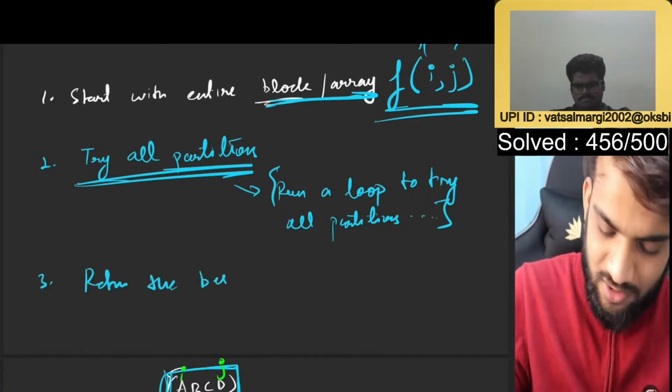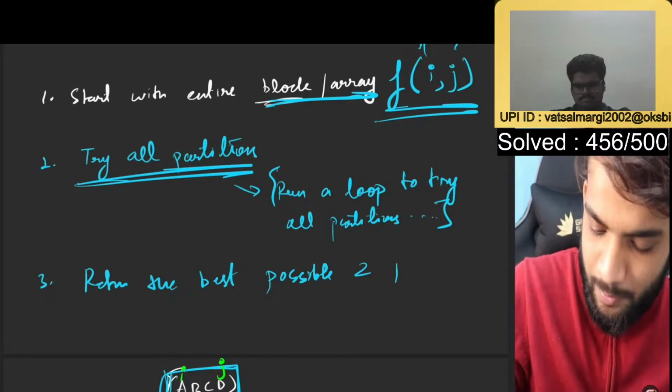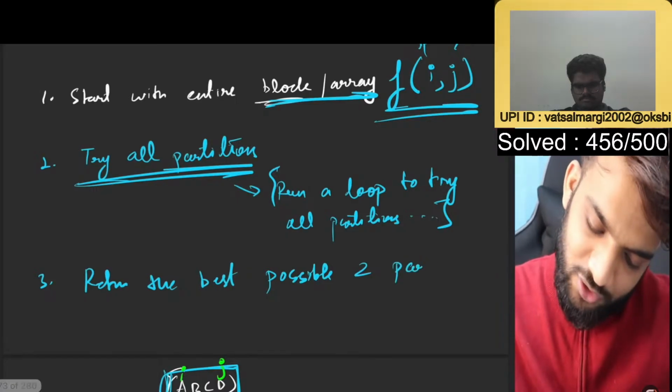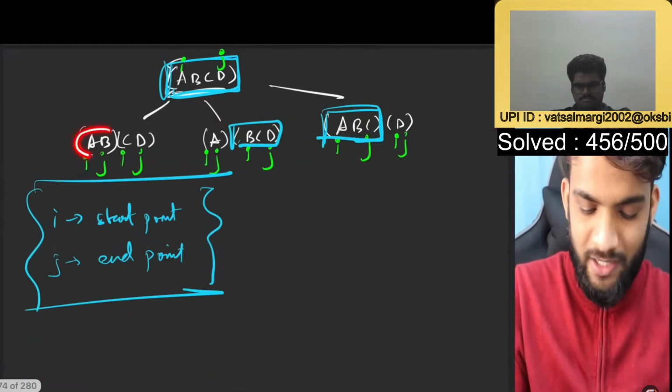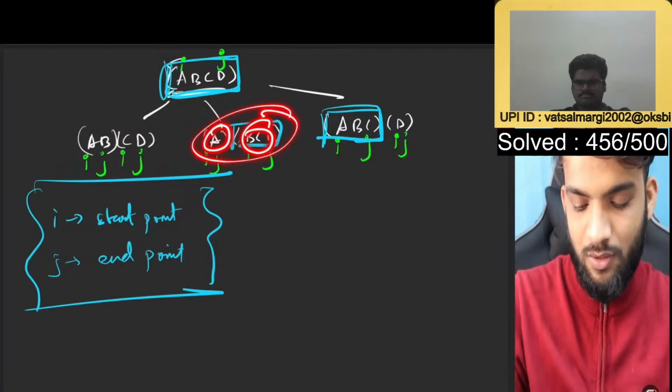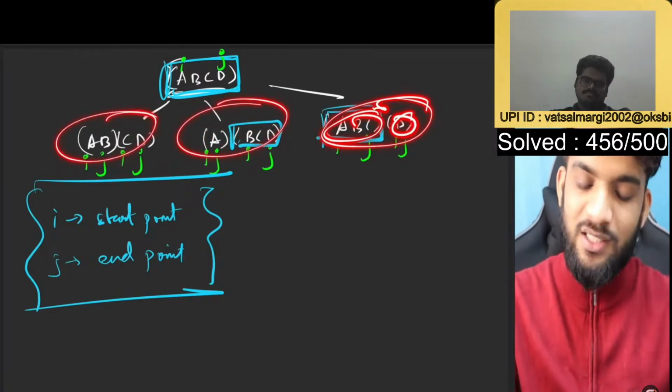Return the best possible 2 partitions. What do you mean by 2 partitions? Let's understand this. Which 2 partition is the best?